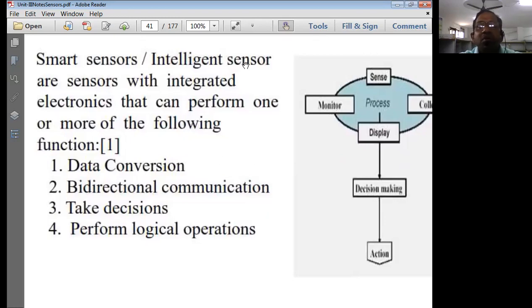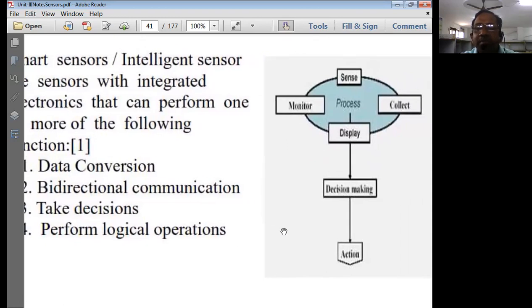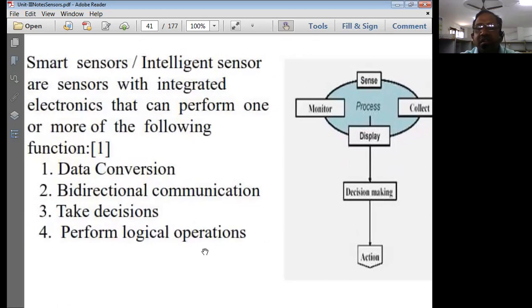Smart sensors can be called intelligent sensors, which are sensors with integrated electronics that can perform one or more of the following functions. That means a smart sensor, apart from sensing, performs some other specialized functionalities, just like our mobile phone. What is the basic job of a mobile phone? Communicating the analog voice signal. Apart from that basic job, it does many other functions. Therefore, we simply call it a smartphone.